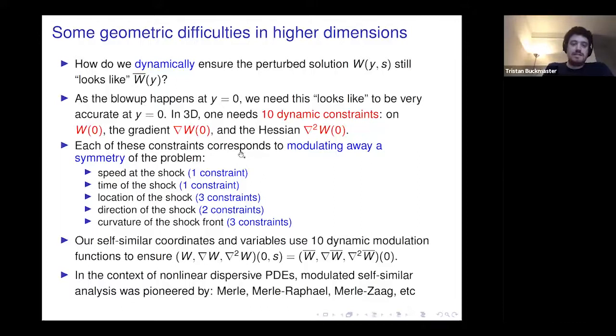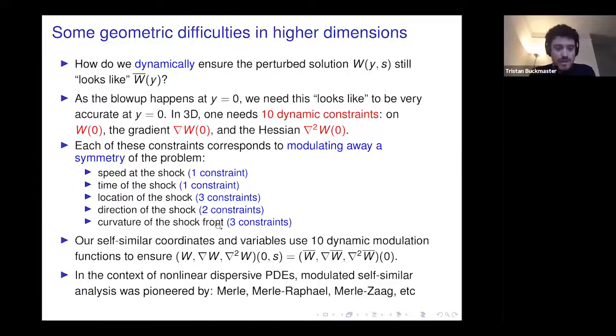And each of these constraints will correspond to modulating out some symmetry of the singularity. So there's the speed at which the shock occurs, there's the time at which the shock occurs, there's the location of the shock, there's the direction of the shock, and there's the curvature of the shock.